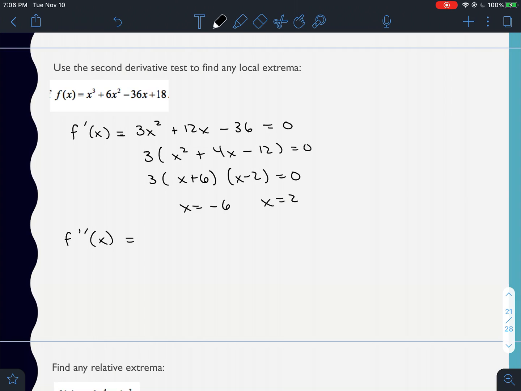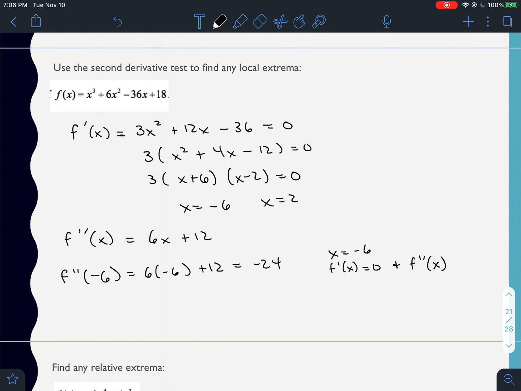And instead of having to make a sign chart, I'm going to figure out what's happening to the second derivative at both negative 6 and positive 2. So my second derivative is going to be 6x plus 12. If I take my critical numbers and plug them into the second derivative, so if I plug in negative 6, I get 6 times negative 6 plus 12, which is negative 36 plus 12, which is negative 24. So at x equals negative 6, we know that the first derivative is 0, and we know the second derivative is less than 0, so it's concave down. Well, if that's true, then you have a local maximum when x is equal to negative 6.